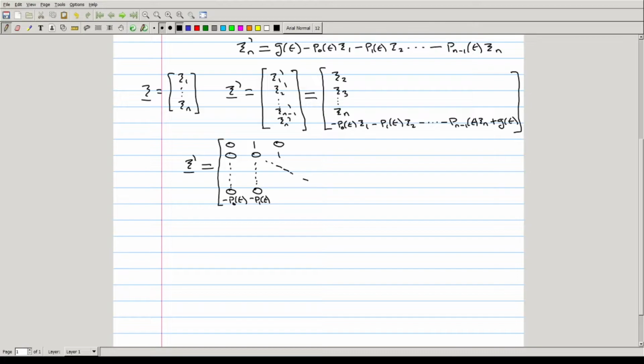The zeros are going to go down the matrix like this, and the last row of this matrix will contain all of the functions, negative p naught, negative p1, negative p2, and so on and so forth. Likewise, we'll have 1s all the way down until it's right here.